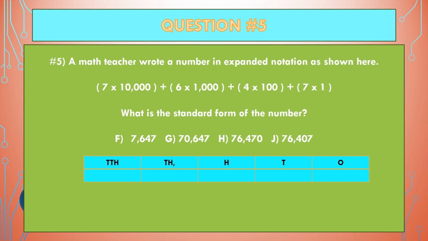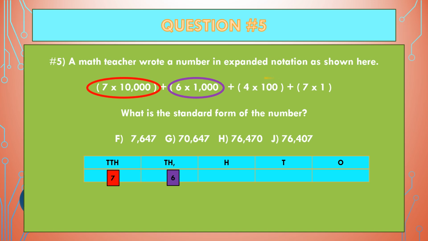Now, we're going to put these numbers in our place value chart according to the place value that it's multiplied by. So, if we look at 7 times 10,000, well, the number 7 is multiplied by 10,000. So, that number belongs in the 10,000s place. So, we write 7 in the 10,000s place. When we look at the next number, 6 times 1,000, well, it's multiplied times the thousands place. So the 6 goes in the thousands place.